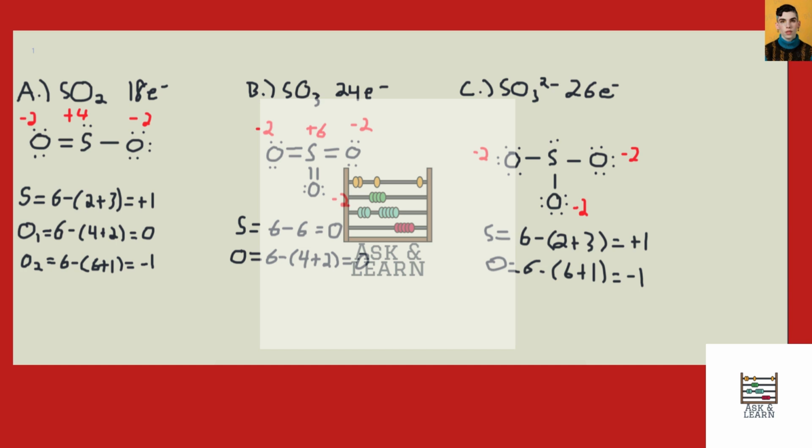S. So we know all of these oxygens have a -2 oxidation state. So based on that, we can find the oxidation state for sulfur. And remember, our total oxidation state, the oxidation state of our sulfur plus the oxygens, has to be equal to the overall charge of our ion.